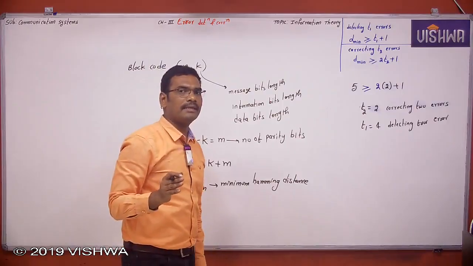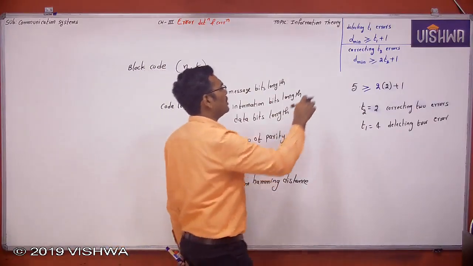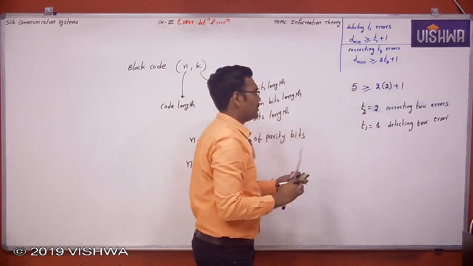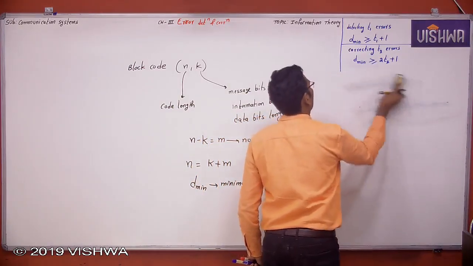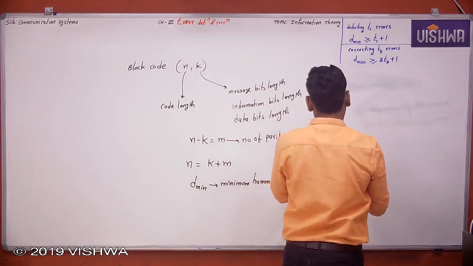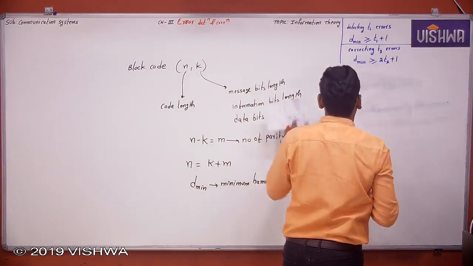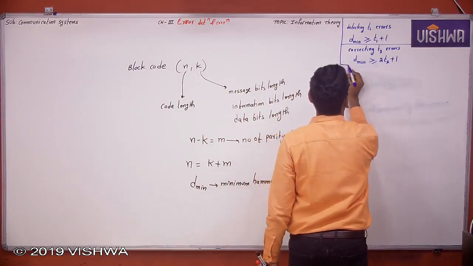Now this is detection and correction. How many errors are detected or corrected depends upon the minimum Hamming distance. Now this we can identify when the Hamming distance is known to you, right?